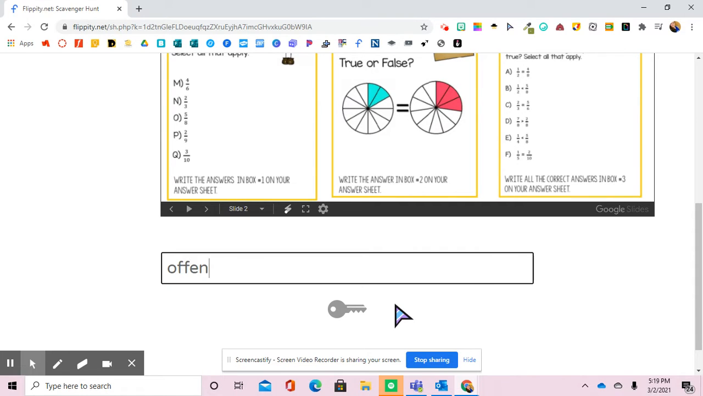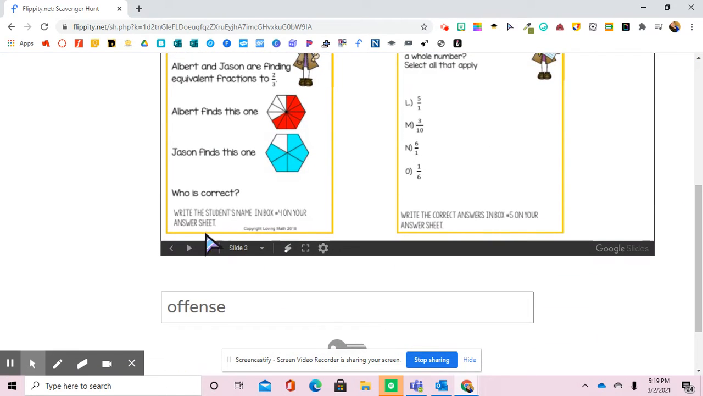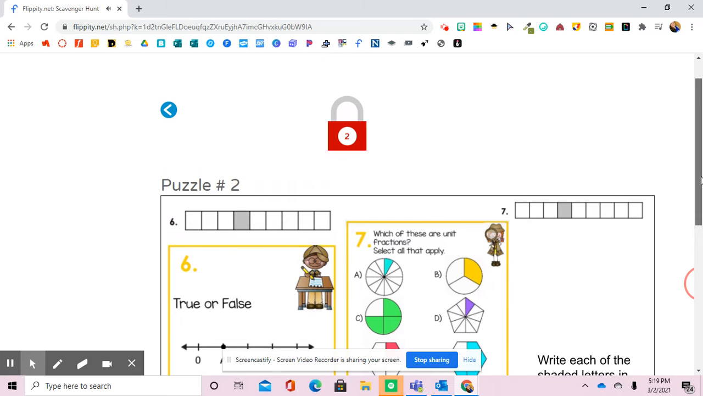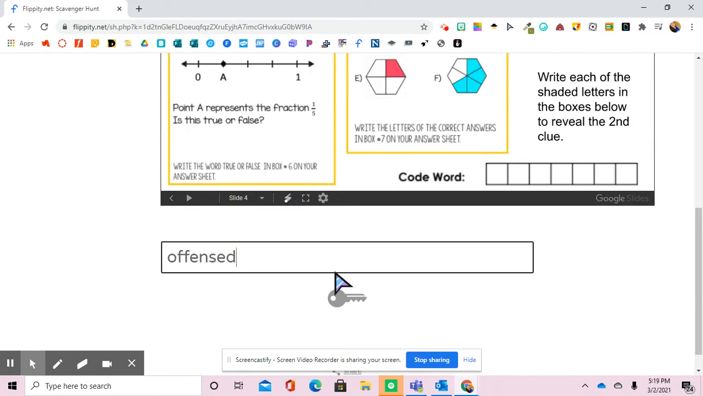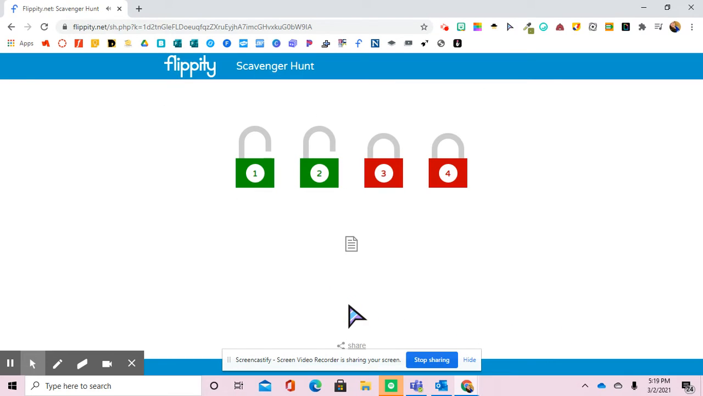And if they kept going, because it is a few slides long, they'd keep going, do 4 and 5 and 6 and 7, and then write each of the shaded letters in the boxes below to reveal the second clue. If they did that, they would come up with offense. So if they spelled it wrong, it would tell them that their lock is still locked, and they could go back and double check their answer or ask for help. But if they do, they unlock the key and they can go on to the next lock.